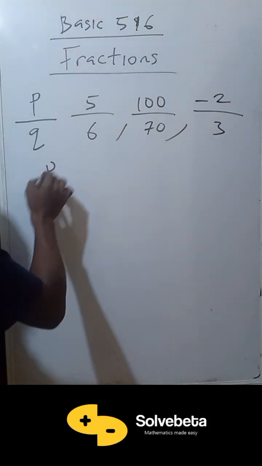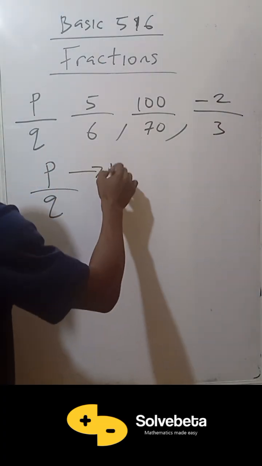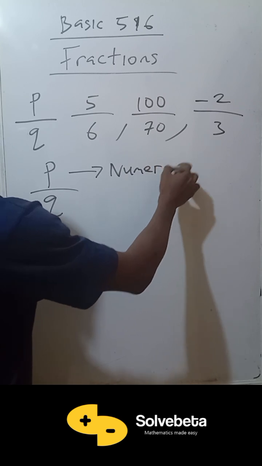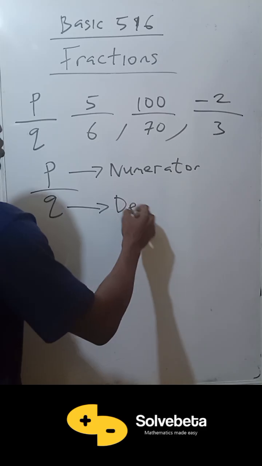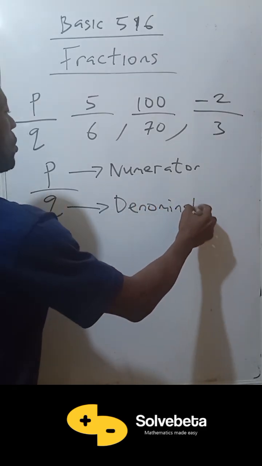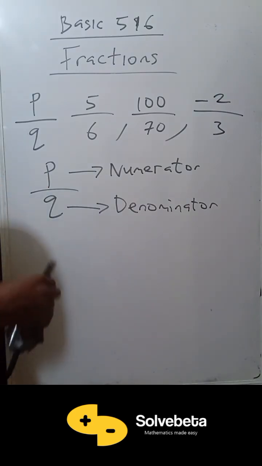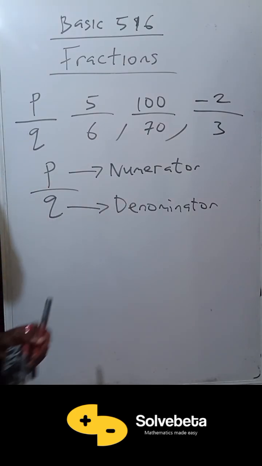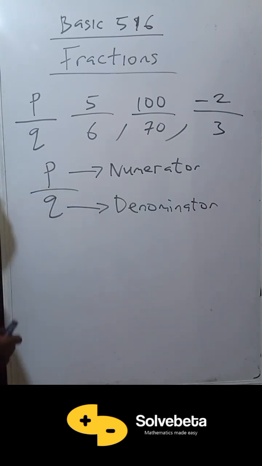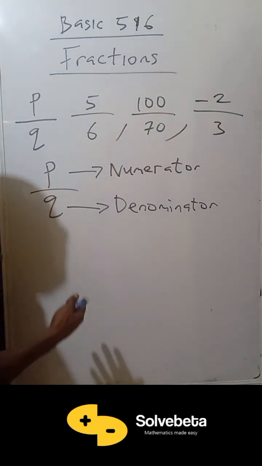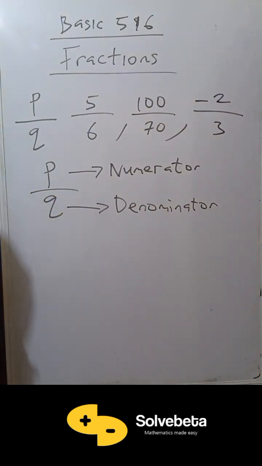Now, if you have a number divided by another number, the number above is known as the numerator, while the number below is known as the denominator. Numerator and denominator, very, very important. Anytime you have a number written in this way, a number divided by another number, it is known as a word fraction.